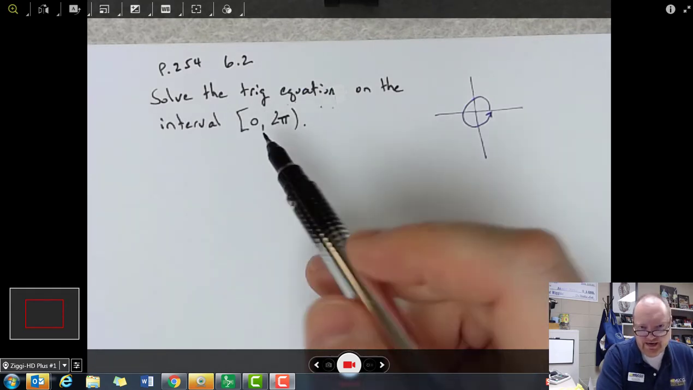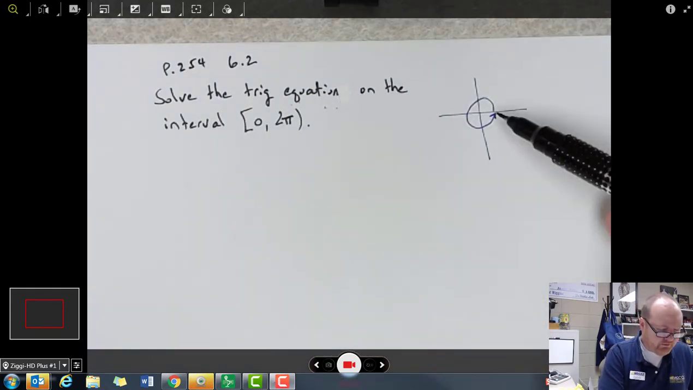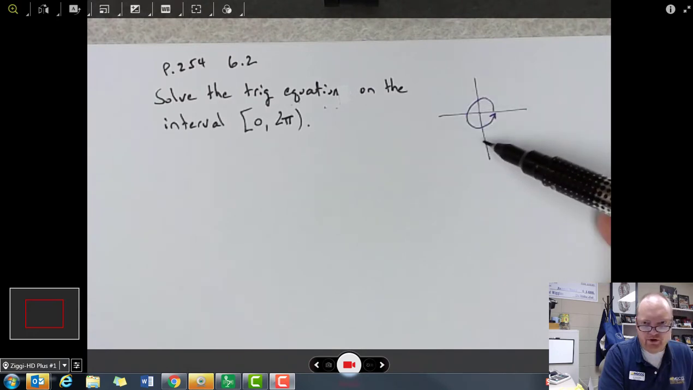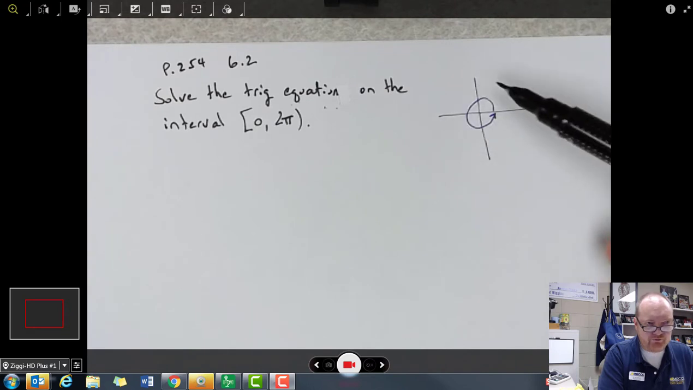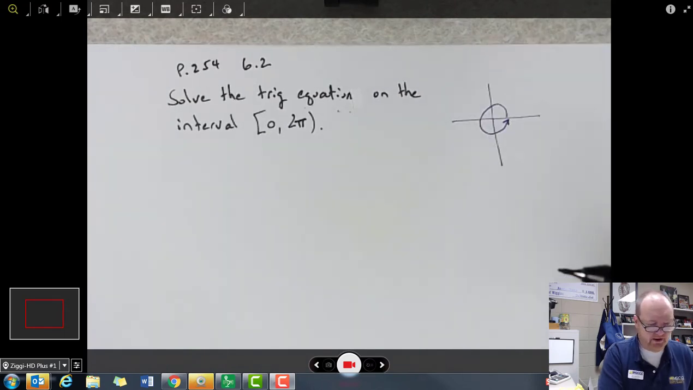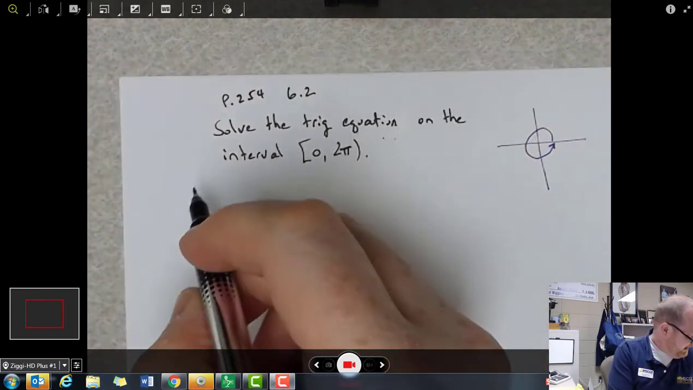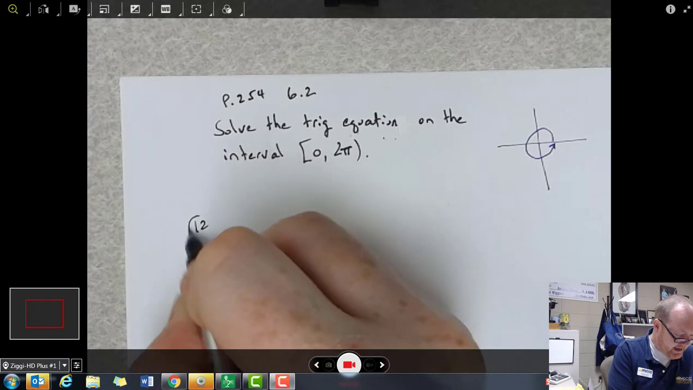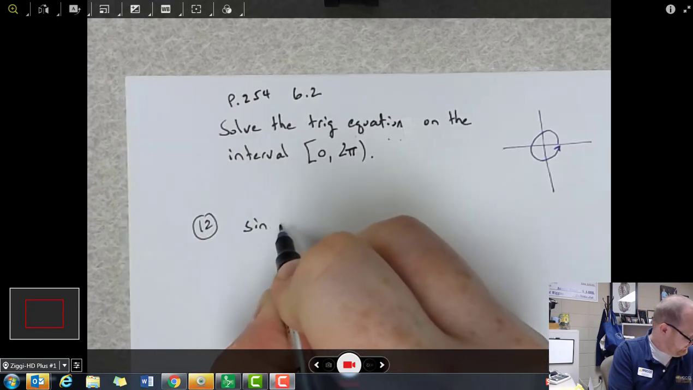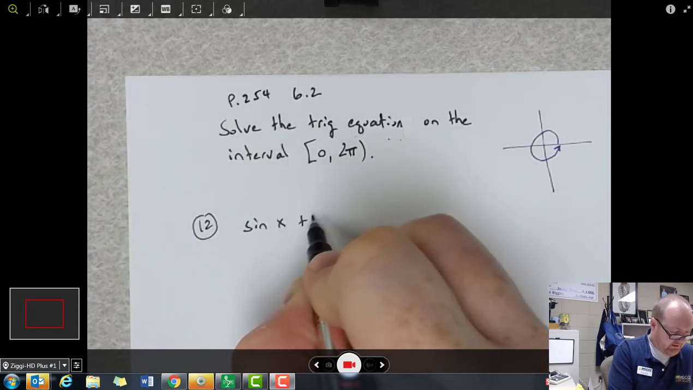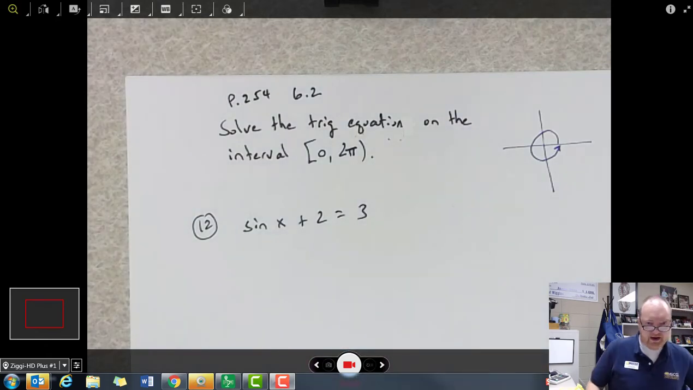Why do I need an interval anyway? Well, if I don't specify an interval, every time I go around the circle, I pick up more solutions, and I can go backwards or forwards to pick up additional solutions. So we want to limit our discussion to one positive rotation around the circle. And again, on these, we may get multiple solutions, and that's okay. So let's look, just for a starter problem, at number 12.